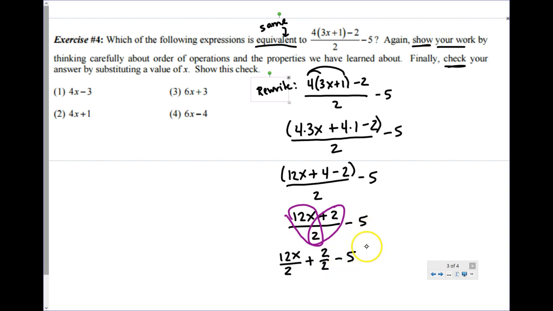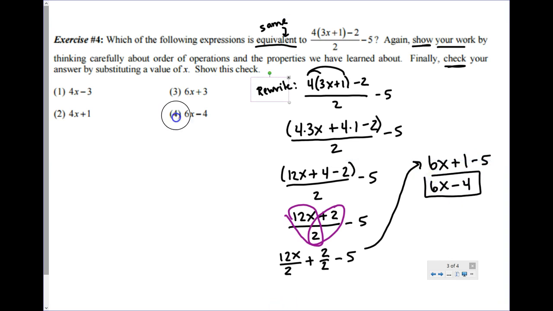Okay, if you're running out of room, we can go over here. What is 12x divided by 2? 6x, because 12 divided by 2 is 6. What's 2 divided by 2? That's a 1, and bring over the negative 5. Finally, carry down your 6x and combine the 1 and the negative 5 into negative 4. Is that an answer choice on the left? Absolutely, it's answer choice number 4.